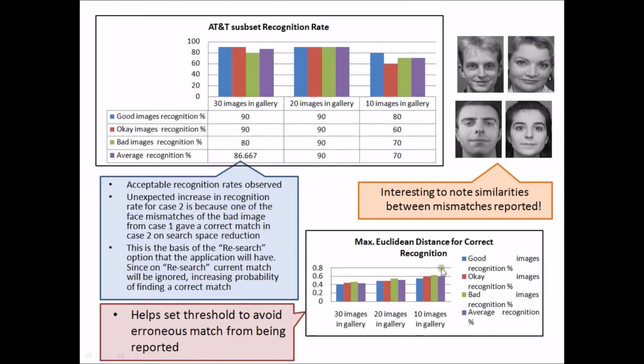And if you look at this graph, which plots the maximum Euclidean distance for correct recognition, this in a way helps us to set a threshold for our personal database, wherein if it goes above this threshold, it's more likely that it can give a wrong match. So it might as well give a no match found than giving a wrong match. From this, you can see it's usually in the range of 0.4 to 0.6 something. So for our database, I chose the 0.5 threshold to avoid any erroneous match from being reported.